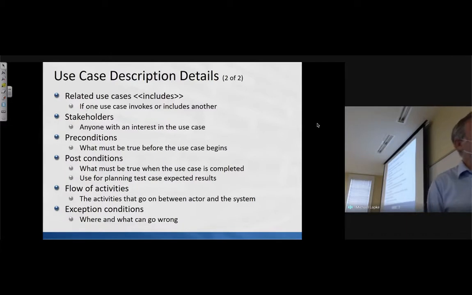And then finally, we have the exception conditions. Again, these are situations where the use case can't complete for some reason. It's described here as where and what can go wrong. And please don't shortcut this. Don't just say, I don't know, let's talk for a minute, maybe they didn't enter the field right, done. Try to be thorough and think through every possibility.